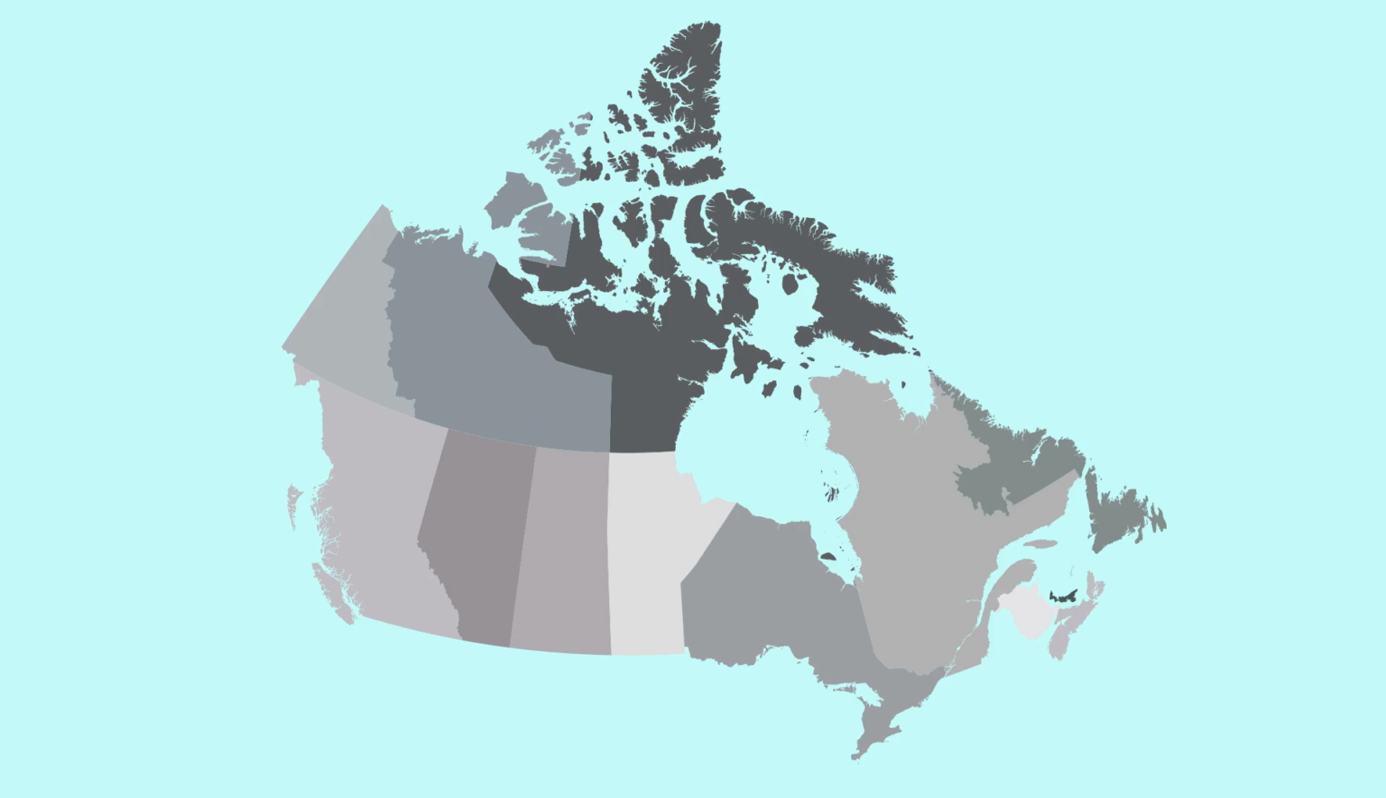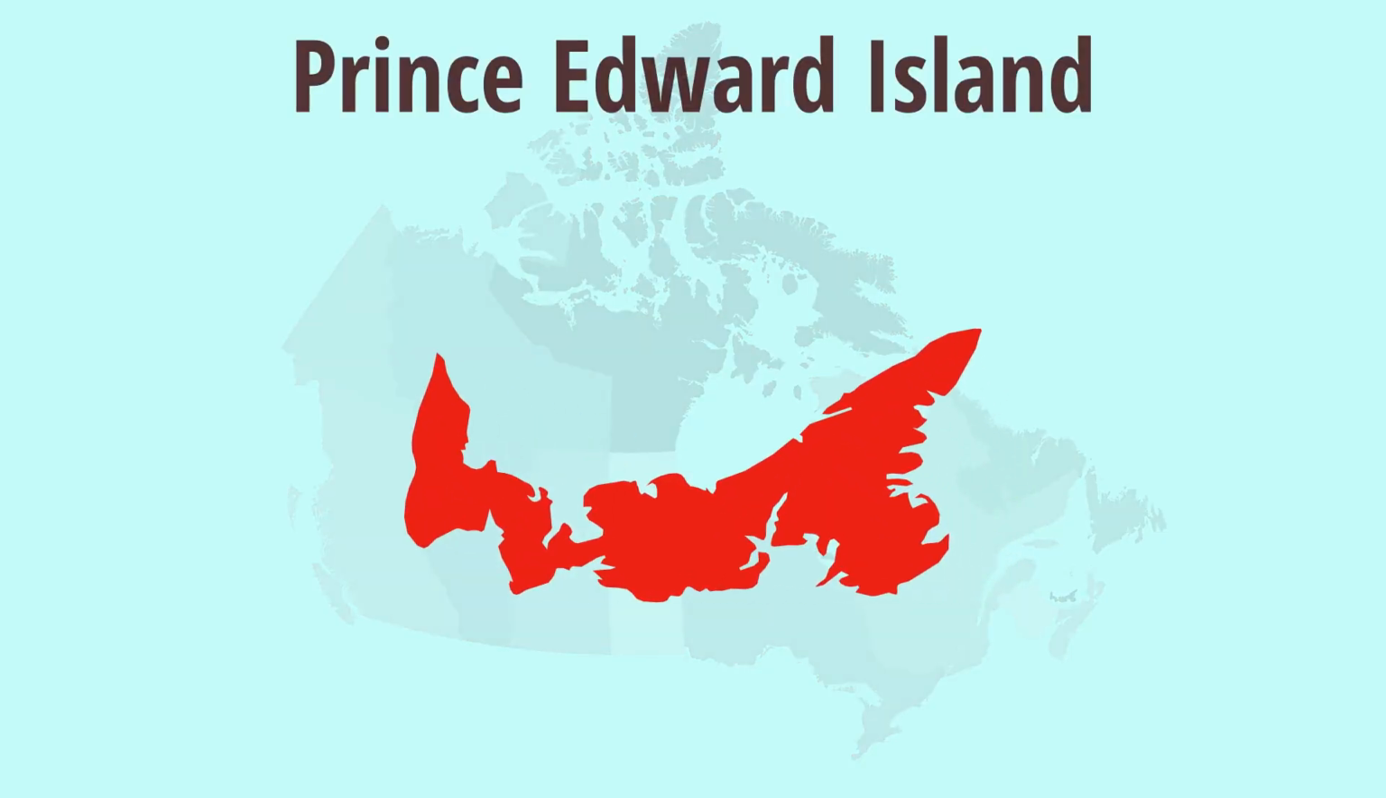Just above Nova Scotia, you're going to see a very tiny province called Prince Edward Island. It is small, but it is a province. Canadians call this province PEI for short. It's a little province with a big name, and the capital city is Charlottetown.